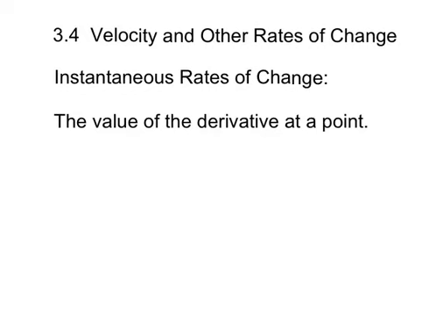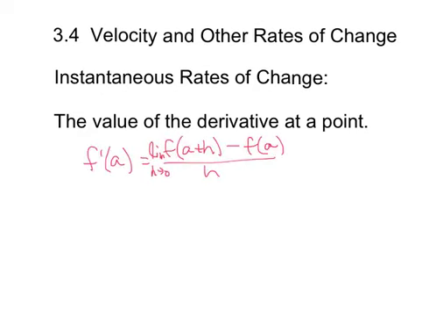In section 3.4, we're going to learn how some of the calculus we've been learning about derivatives relates to physics, including velocity and some other rates of change. If you recall, instantaneous rate of change is that moment when that vehicle passes by and we measure how fast it was going at that moment in time. And earlier in the chapter, we used the formula shown here, which is the definition of the derivative.